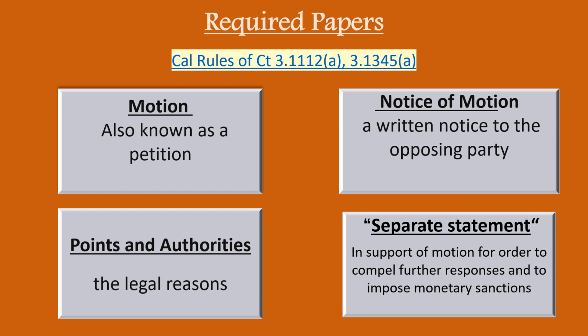Third, the points and authorities is a written statement of the legal reasons the court should grant the request made in the motion. And fourth, the separate statement, which is a document that makes it easier for the judge to see what discovery responses were made and what the insufficient answers were, to make it easier for him or her to determine whether there actually needs to be an order to compel further responses or not.